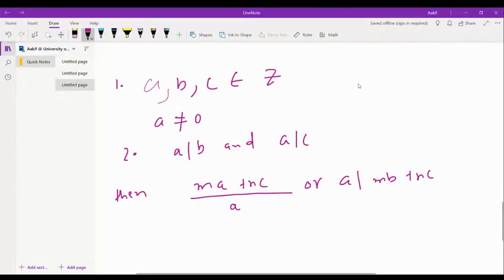So let's take an example where a is equal to 3, b is equal to 6, and c is equal to 9. Does anyone have any question?